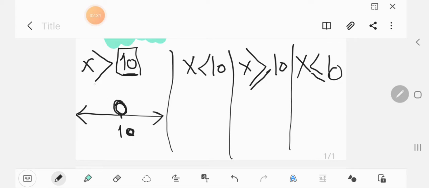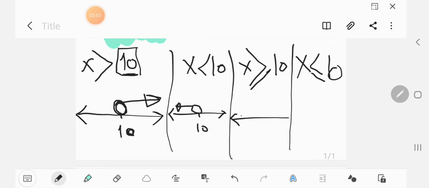Open circle if it's smaller than or greater than only. Here we have x greater than 10. Which part is going to be the greater? Yes, it's the right. X greater than 10, x is going to the right. We have here 10 and an open circle also. X is smaller than 10, going to the left.